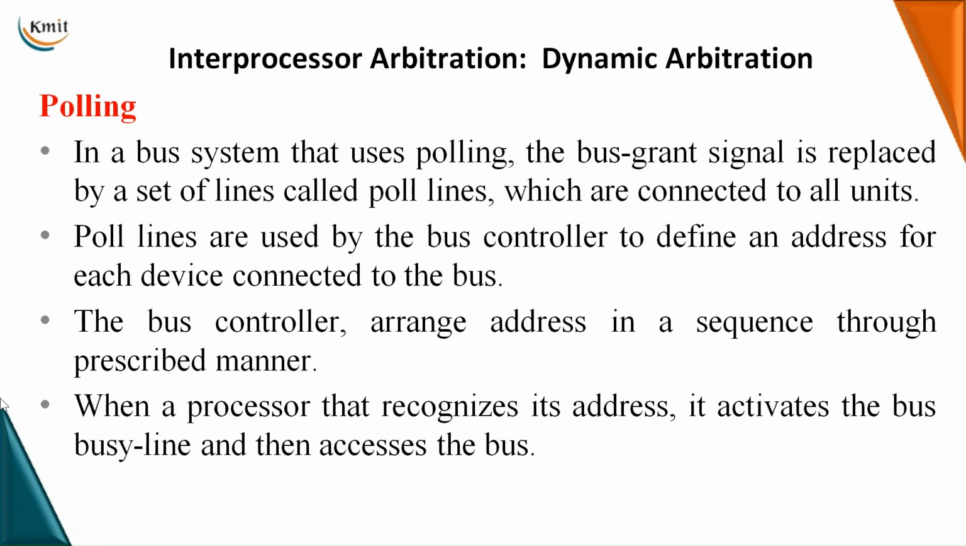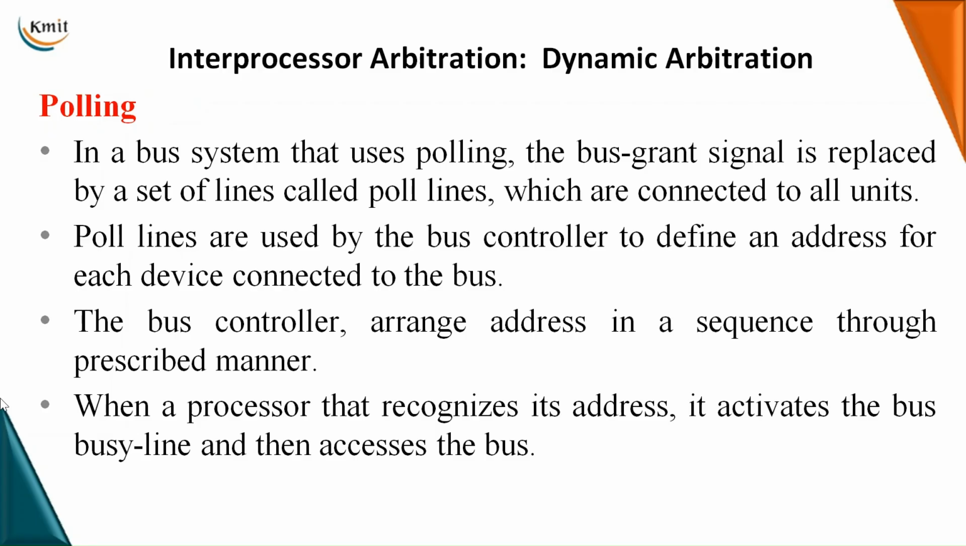In a bus system that uses a polling mechanism, the bus grant signal is replaced with a set of lines. In the previous techniques we have bus request and bus grant, but in case of polling, we don't have a bus grant signal. It is replaced with a set of lines, which we call poll lines, connected to all the processors. These poll lines are used by the bus controller in order to define an address for each device which is connected to the bus.